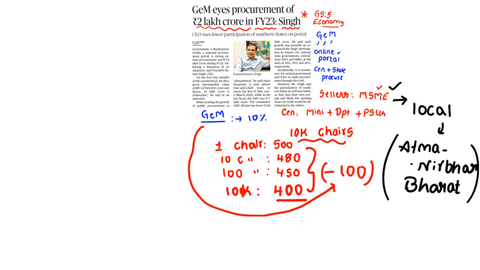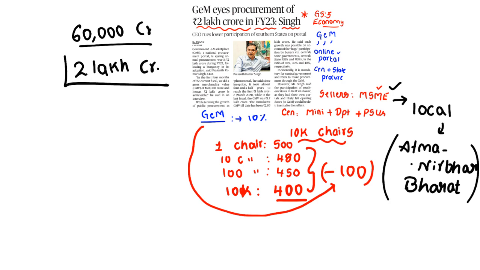And after that, you can also see the article is telling that Prashant Kumar is the CEO of this Government e-Marketplace, and in the first 4 months they have seen purchases of 60,000 crores from the government. So it is quite possible for the whole year to reach the target of 2 lakh crores. Clear? 2 lakh crores is quite possible as 4 months have achieved 60,000. Clear? So these are very important.